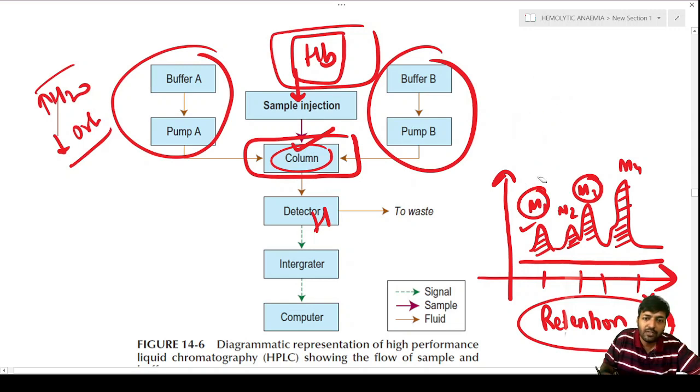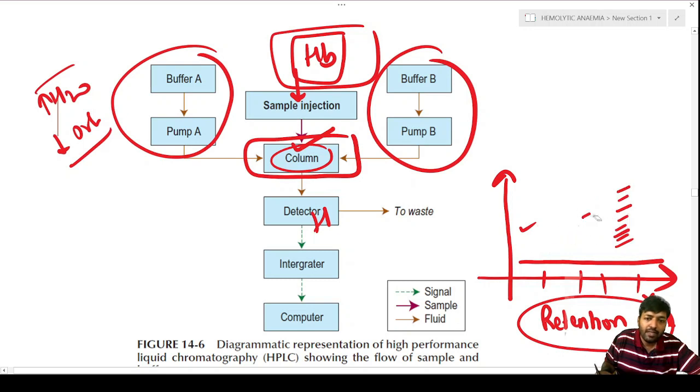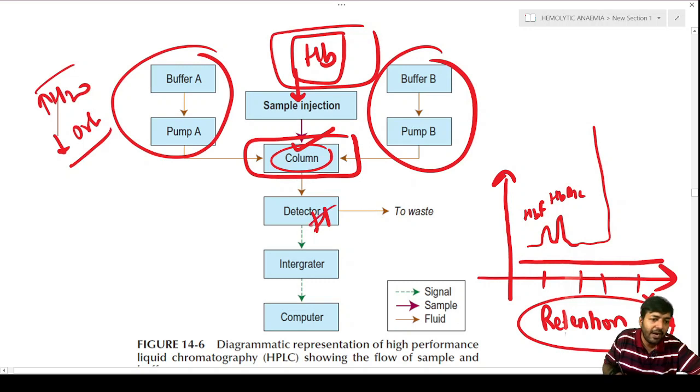For example, I am just going to show a basic chart of how our hemoglobin normally elutes. Initially we will get a small peak, followed by another peak. This is the HbF peak, and this is the HbA1c peak. So initially these hydrophilic components elute, like the HbF and the HbA1c. Later the hydrophobic molecules are retained. Why? Because the column is hydrophobic and the molecules are also hydrophobic, so they are retained there.